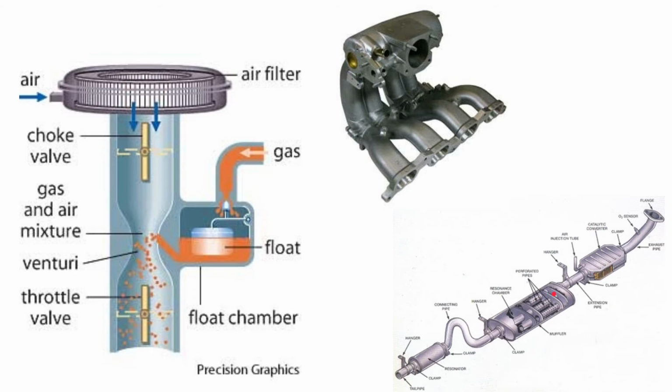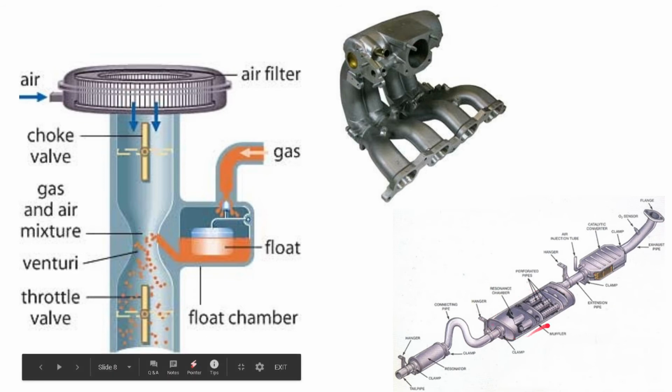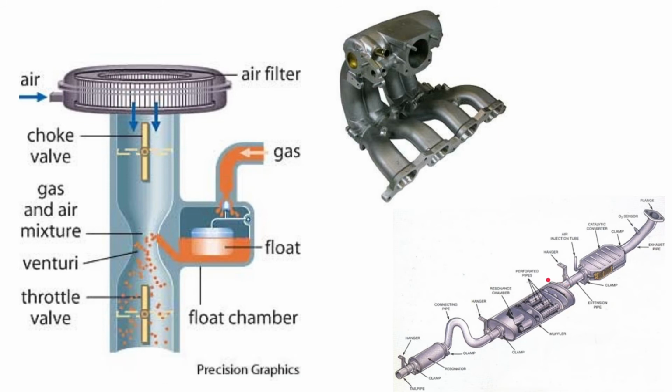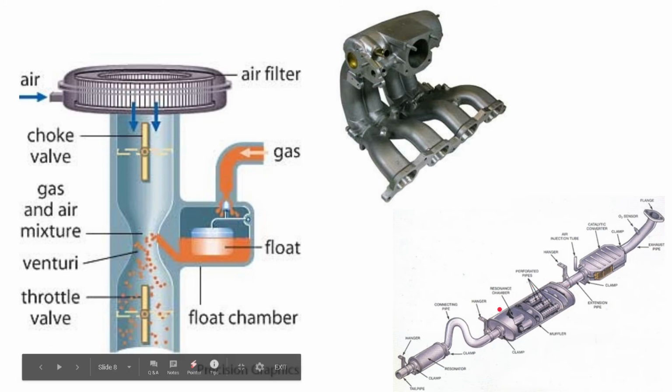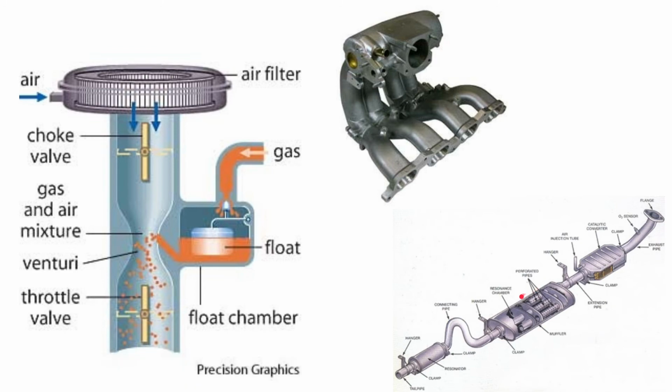And then we have another component, which is a resonance chamber. What it will do is reduce the noise, the noise pollution. And you would have seen that if we remove the exhaust system, then our bikes will make a louder noise. So this is the reason behind it.